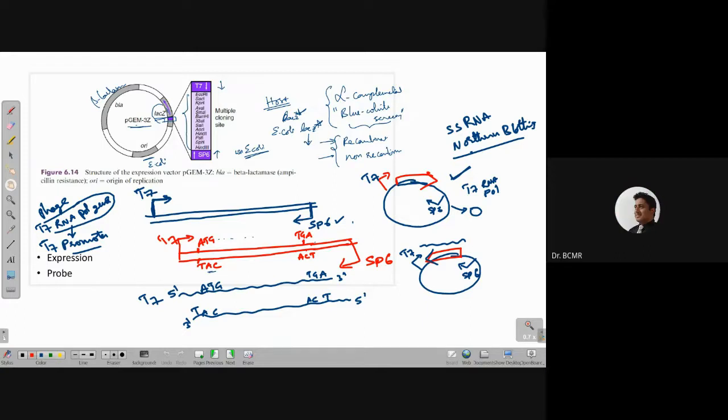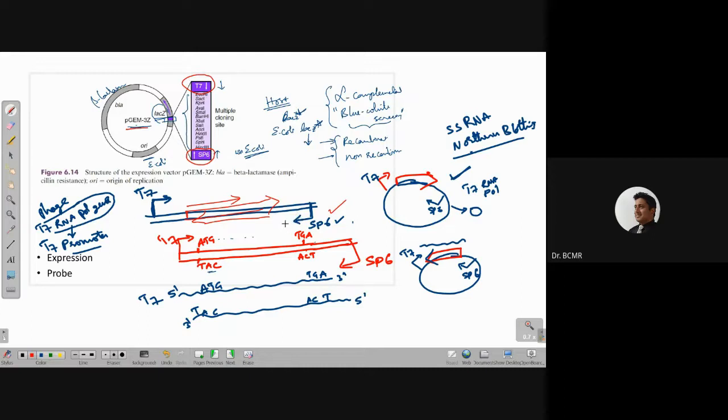Good morning, everyone. We will continue where we left off yesterday. In the last class, we discussed a nice vector, pGEM, which has two promoters, not just one. And we discussed how they can be used. They can be expressed. One of them can express one gene in one orientation, and if you happen to clone it in a different orientation, you can express it through SP6.